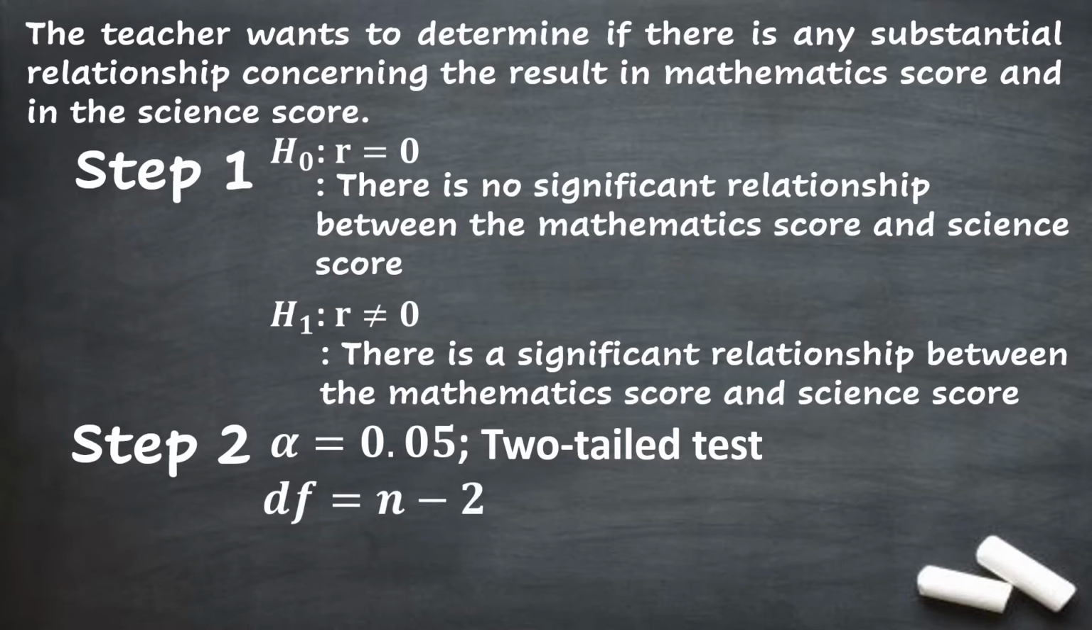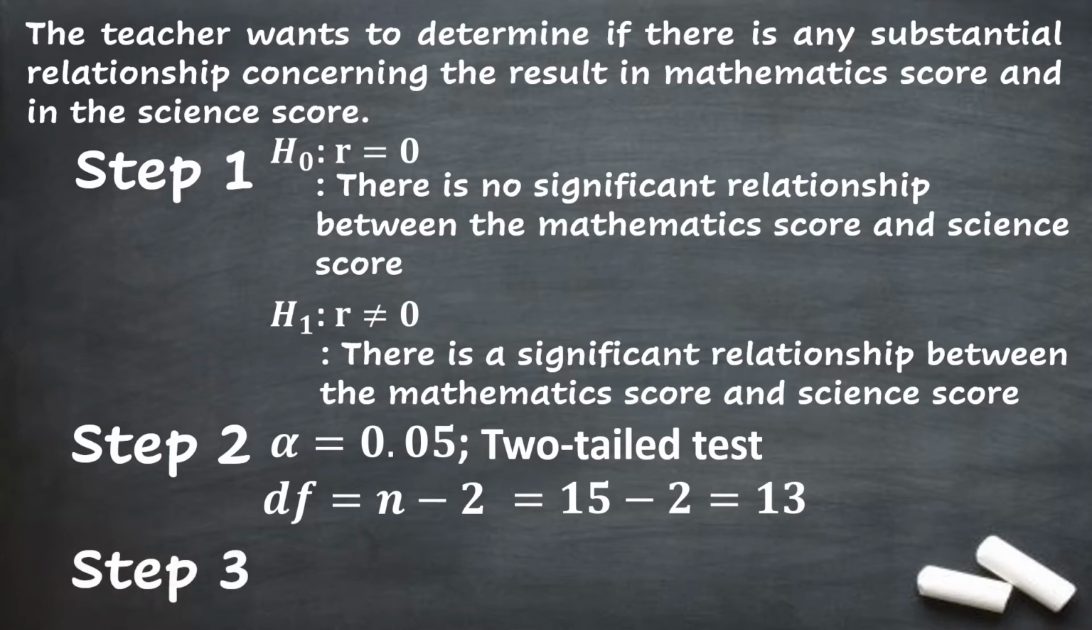For the degrees of freedom, the formula is n minus 2. n represents the number of paired data given in the problem or in the table. Since we have 15 paired data values in the table, our value for n is 15, and substituting, we will have 15 minus 2. Simplifying, we'll have the value of degrees of freedom as 13.